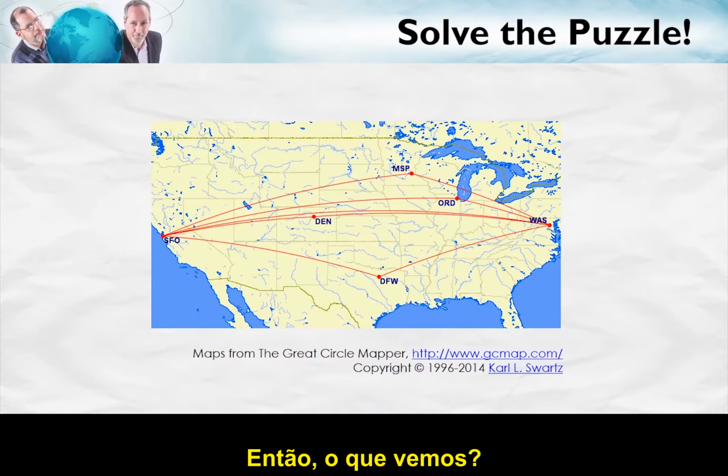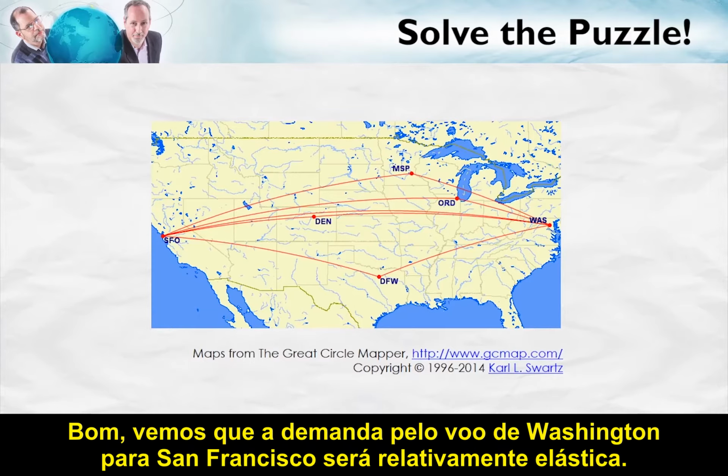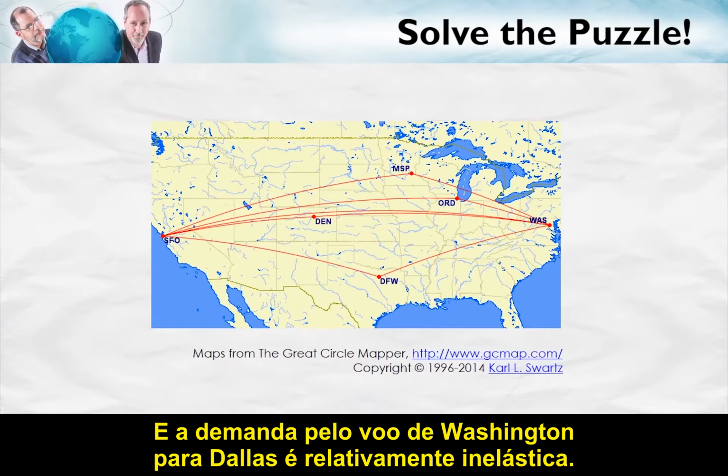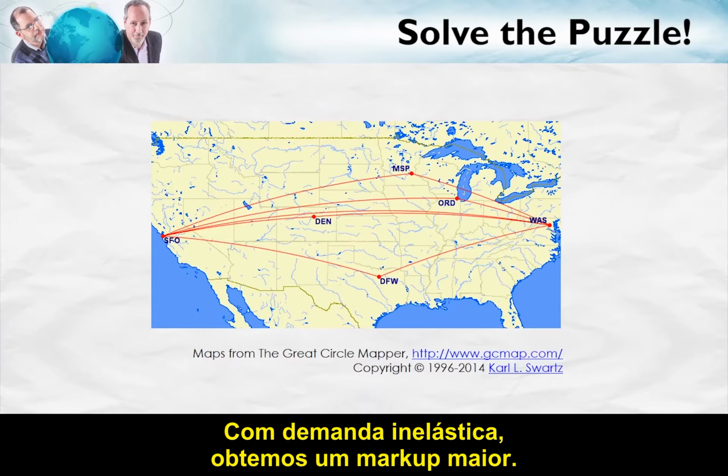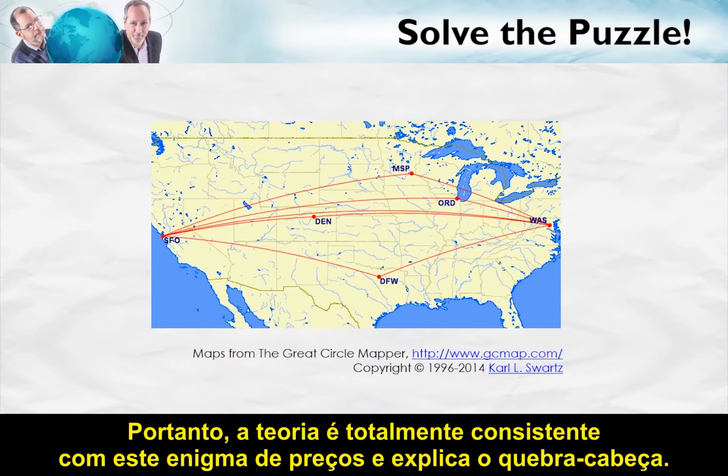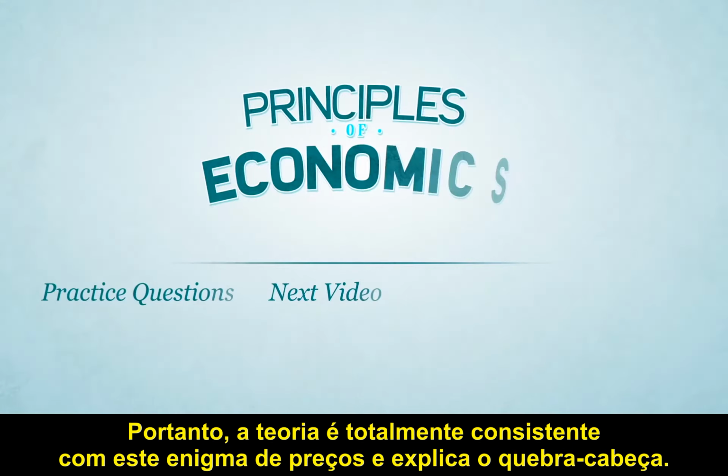So what do we see? Well, we see that the demand for the Washington to San Francisco flight is going to be relatively elastic, and the demand for the Washington to Dallas flight is relatively inelastic. And what our theory tells us is that with the elastic demand, we get a low markup. With the inelastic demand, we get a high markup. So the theory is completely consistent with this pricing puzzle and explains the puzzle.